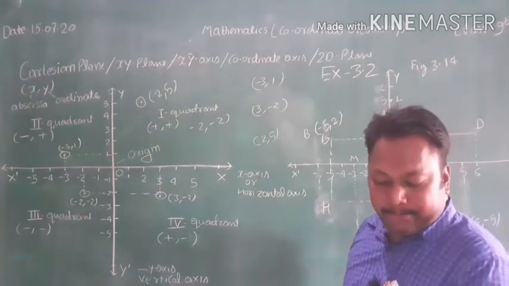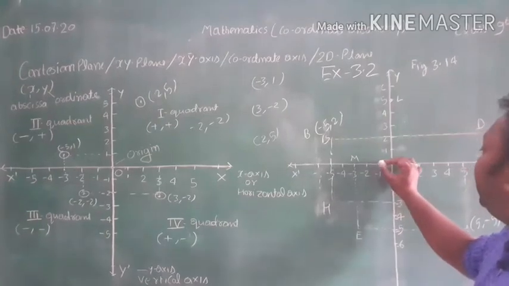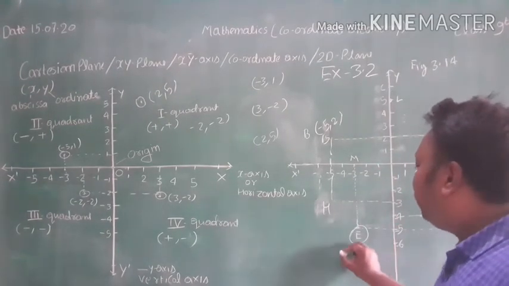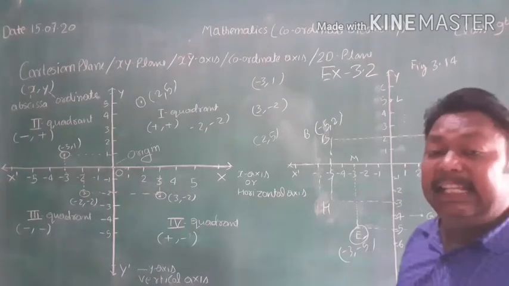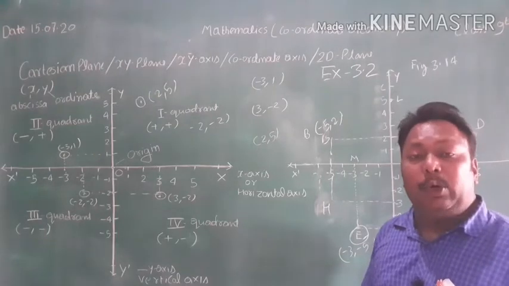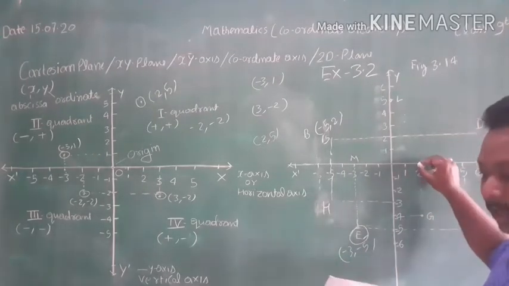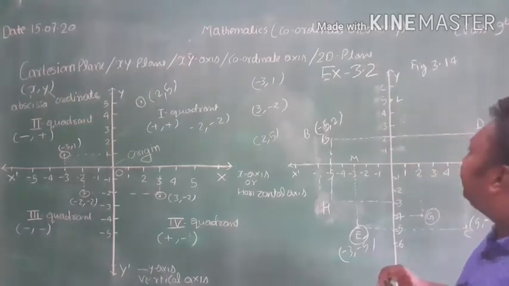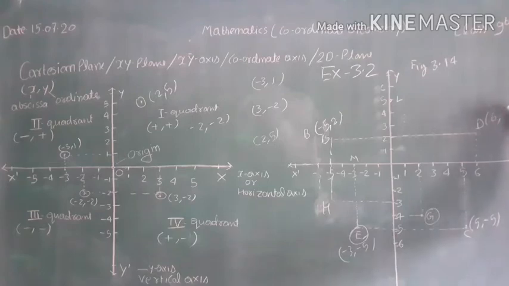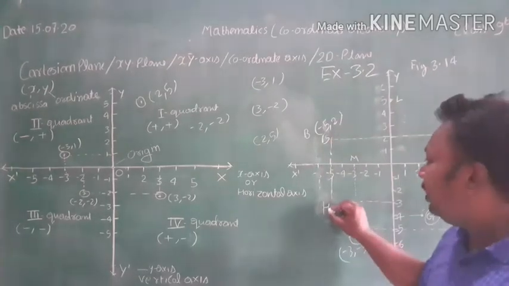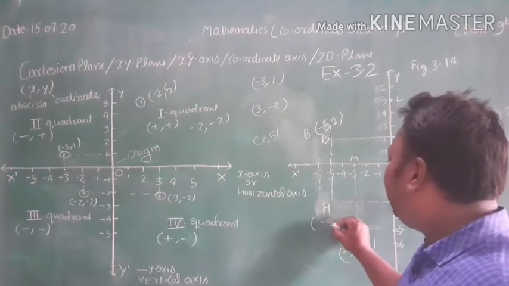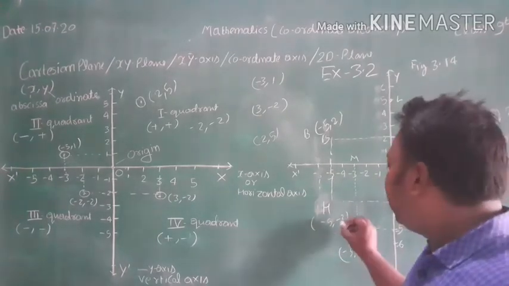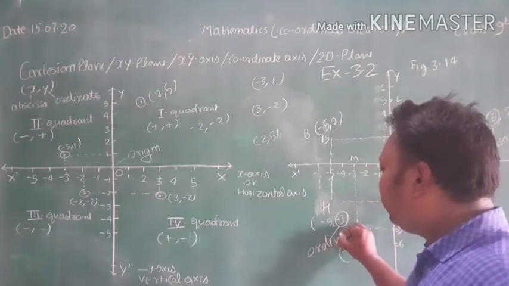The point identified at (-3, -5): see at (-3, -5), which point is identified? Answer is E. The point identified at (2, -4): 1, 2, and -4, it is G. The abscissa of D: what will be the abscissa of D? It is 6 and the point is (6, 2), so this is the abscissa. Next, the ordinate of point H: the coordinate of H is (-5, -3). So the ordinate of point H is -3. This is the ordinate. Write down -3 as the answer.